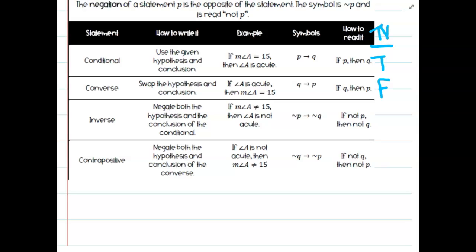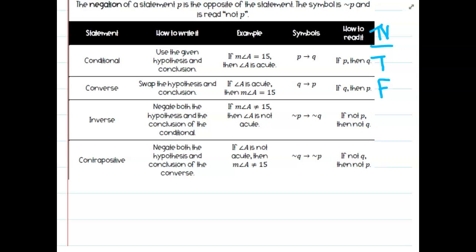Now this one, the notation, you just swap the Q and the P. So "if Q, then P." It's pretty straightforward. These are the ones that I really have to think about a lot whenever you start negating things. So the next thing we can do is the inverse. What the inverse does is negate both the hypothesis and the conclusion of the conditional. So you go back to your original statement and negate the P and negate the Q. You would say, if the measure of angle A is not 15, then angle A is not acute.